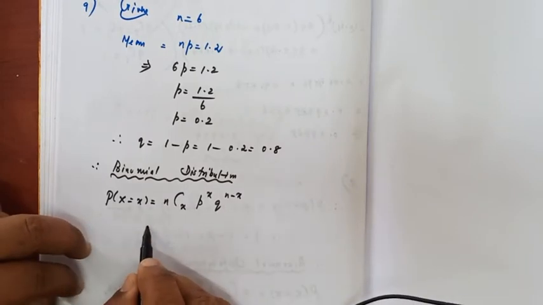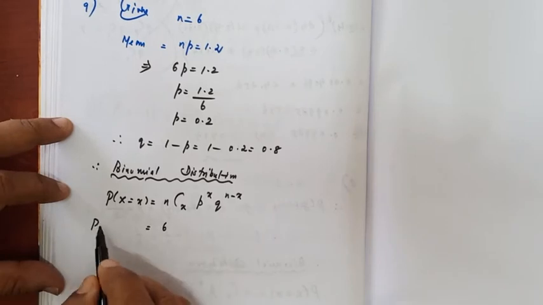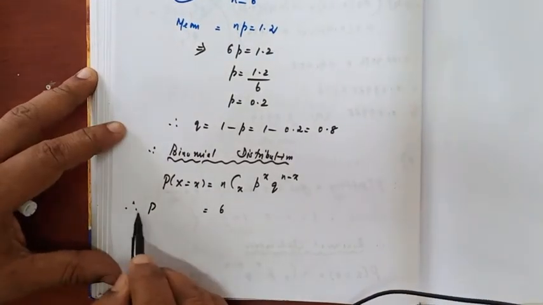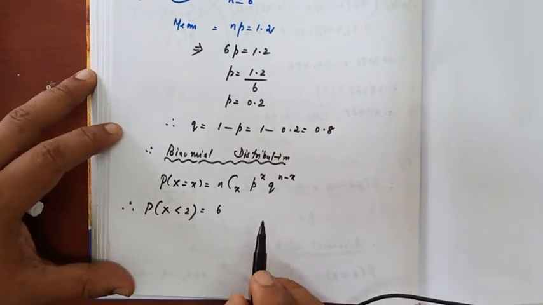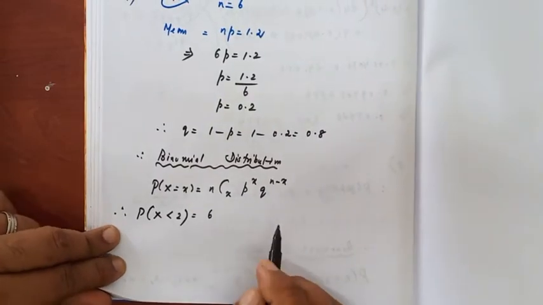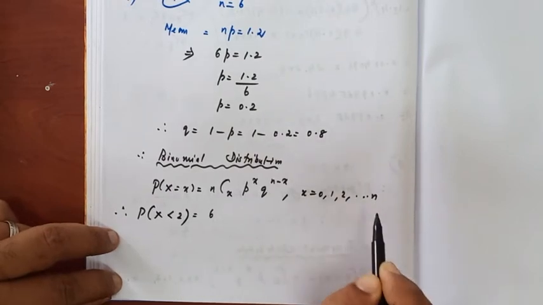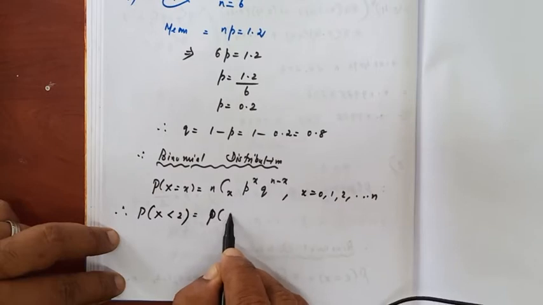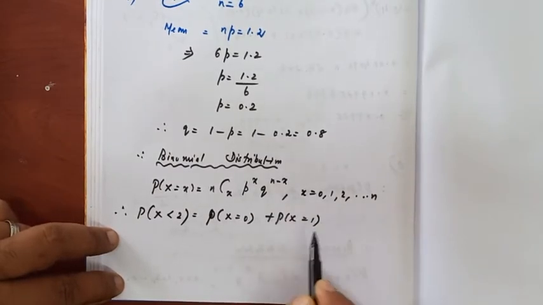n value is 6. You are asked to find out less than 2 defects. Therefore, x less than 2. Less than 2, what are all the numbers? 0 and 1, because here x equal to 0 to n. Less than 2, what are all the numbers? 0 and 1 only. First write that one: probability of x equal to 0 and probability of x equal to 1.